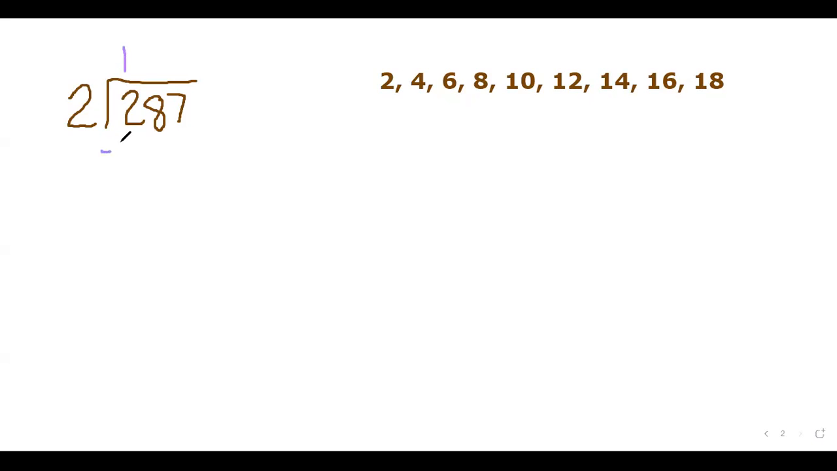2 times 1 is 2, so I'm gonna subtract 2. Go ahead and subtract. Zero. And bring down that 8 in your tens. Your new division equation is 2 divided into 8. Does 2 go into 8? And if so, how many times?